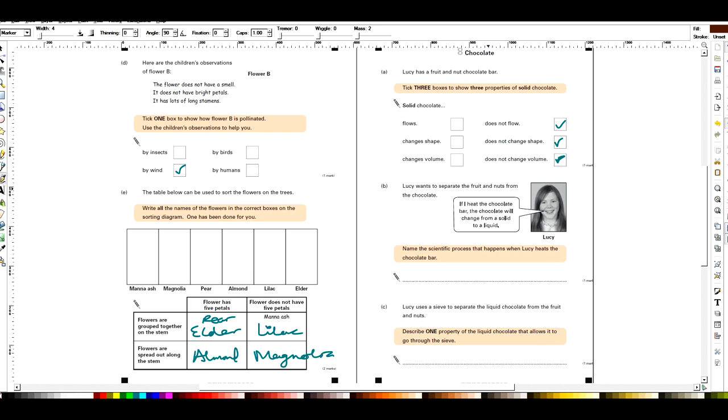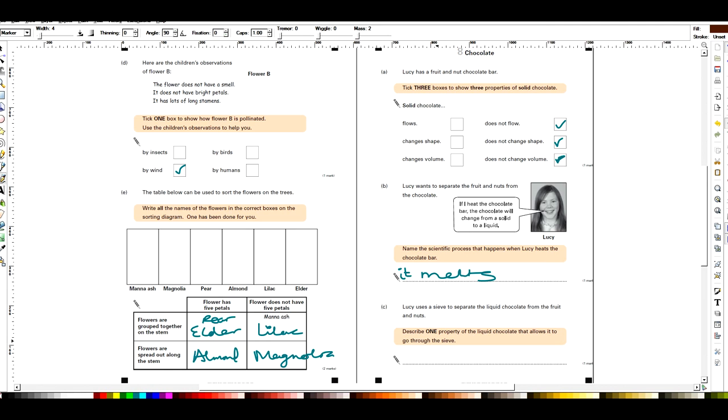Lucy wants to separate the fruit and nuts from the chocolate. If I heat the chocolate bar, the chocolate will change from a solid to liquid. Name the scientific process that happens when Lucy heats the chocolate bar. Put your hand up, cousin. Melts. Okay, so it melts.